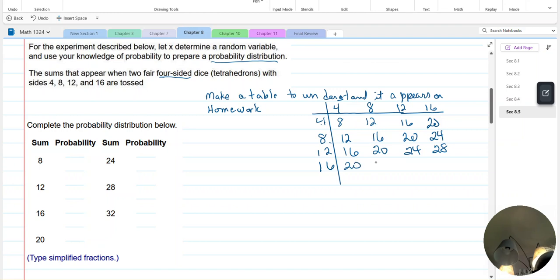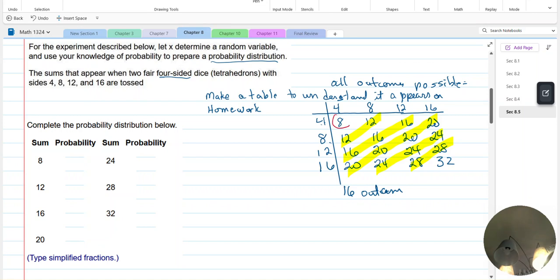16 and 4 is 20. 16 and 8 is 24. 16 and 12 is 28. And 16 and 16 is 32. These are all the outcomes. And we notice we have how many? 4 times 4 is 16. All right. Well, we notice some things. We notice we have 2 12s, 3 16s, 4 20s, 3 24s, 2 28s, and we have singulars in 8 and 32. All right. Well, we're going to need that information so that we can construct this probability table.